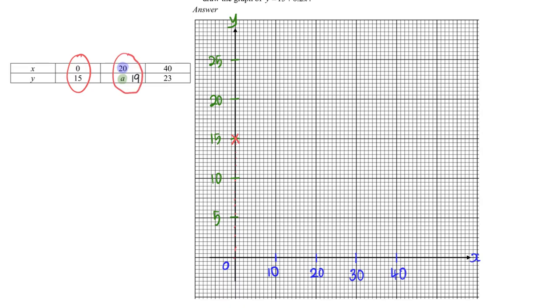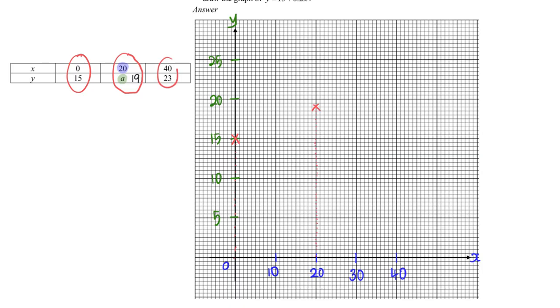Next point, x is 20, y is 19. So the x coordinate is 20. I start with here. I hope you can see my red dotted line. And I will stop at 19. Do take note, every small square on the y-axis is 0.5. So it's 15.5, 16, 16.5, 17, 17.5, 18, 18.5, 19. So it's here.